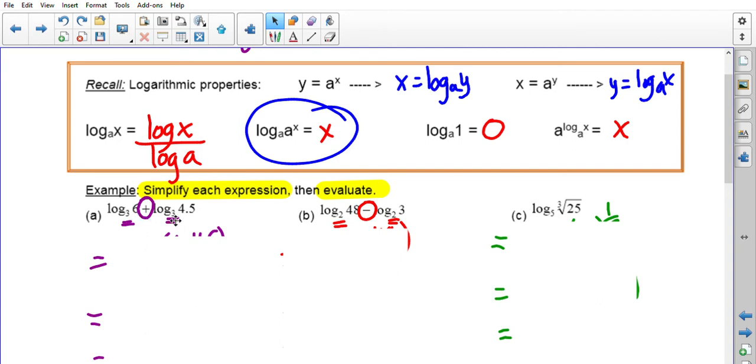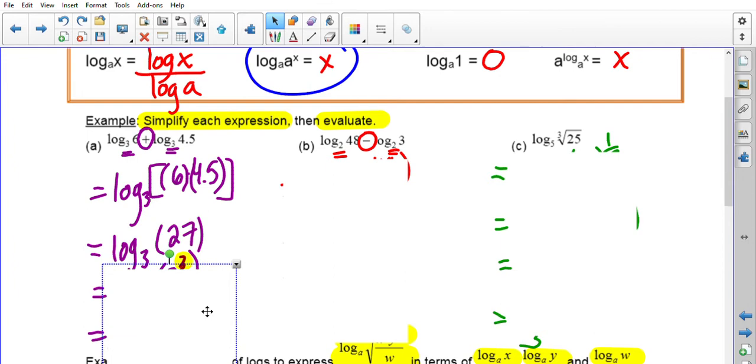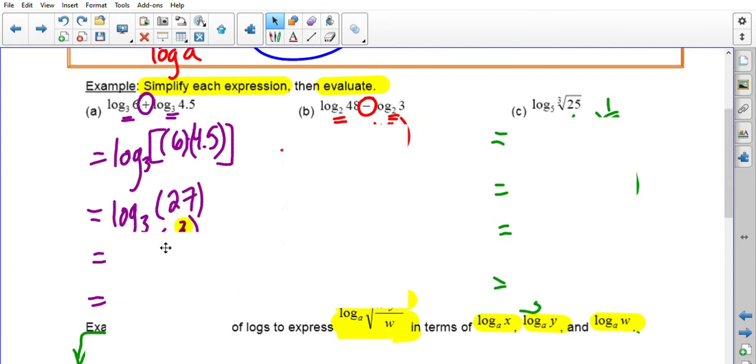So because they have the same base and both logs are being added, that means we can use log law number 1, which is that we can write it as one log expression with the arguments multiplied. So log of 6 times 4.5. Okay, so that little dot there is just a times. So you can even just write it like this if you'd like. Okay. So log of 6 times 4.5 to the base 3. 6 times 4.5 will give you log 27 to the base 3.